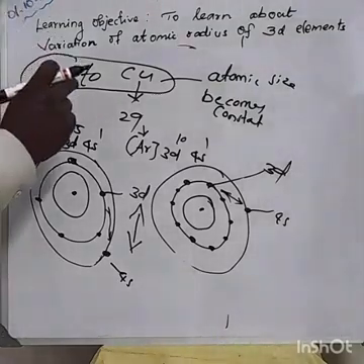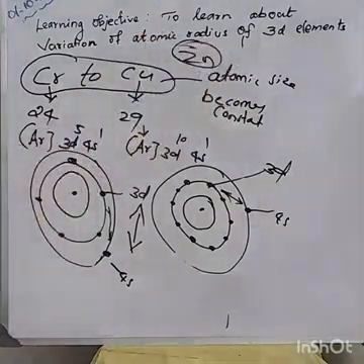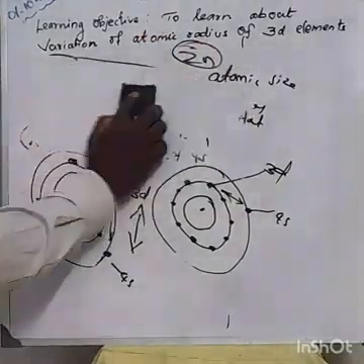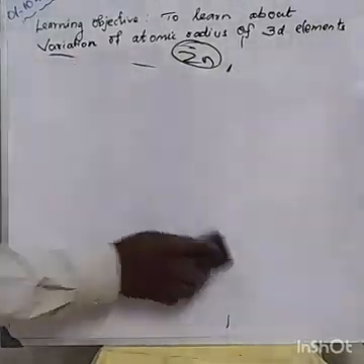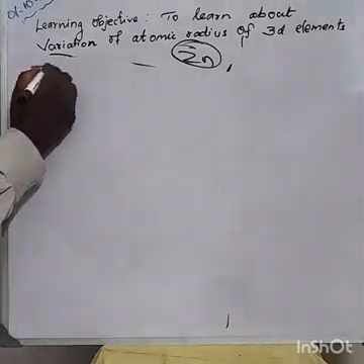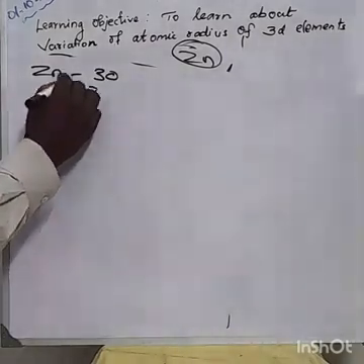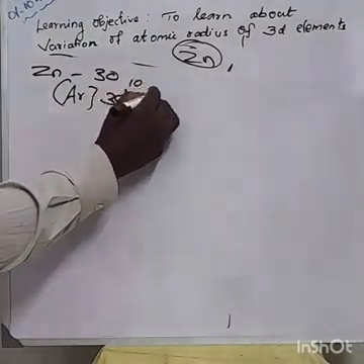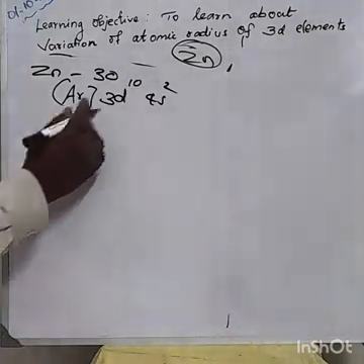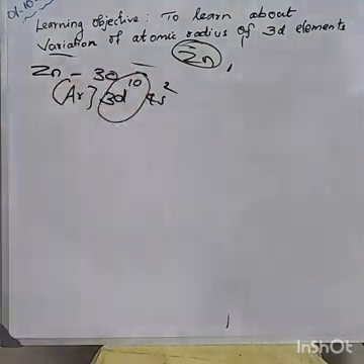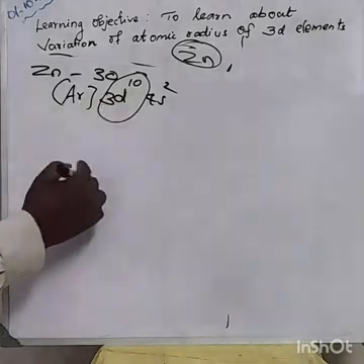What about zinc? What's the atomic number of zinc? The atomic number of zinc is 30. What is the electronic configuration? Ar 3d10 4s2. Here zinc contains 10 electrons in this subshell. How many electrons? 10 electrons. Here the repulsive interaction between the 3d subshell and the 4s.